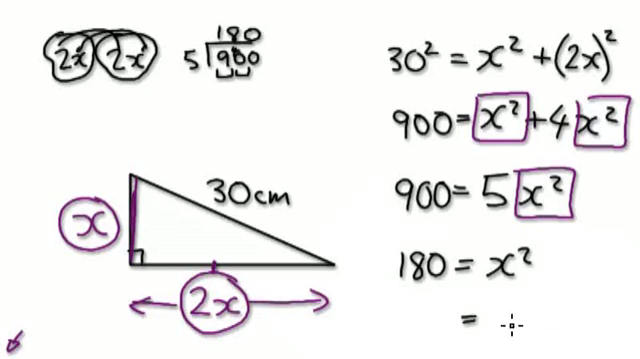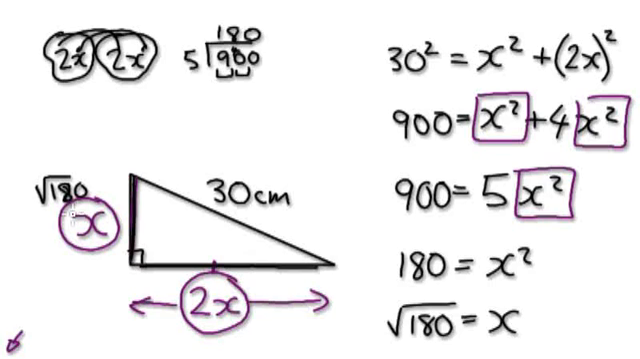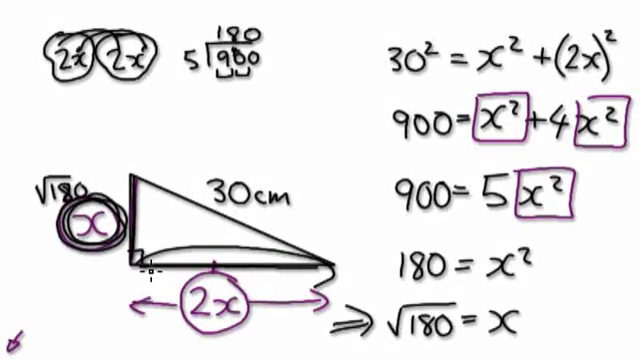Now, if you want to know x, then you root both sides. So x equals this. So this length here is root 180. And if you want to know this length here, get root 180 times 2. Okay, so basically punch this into your calculator if you want to know what x is. Remember, x represents this height here. This length here you have to times by 2.